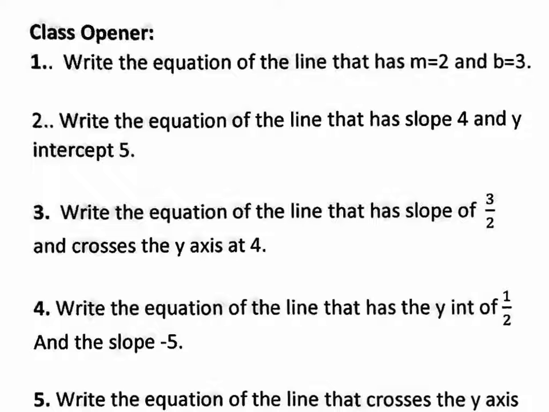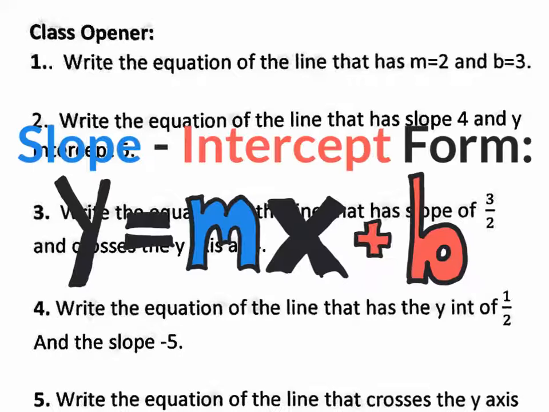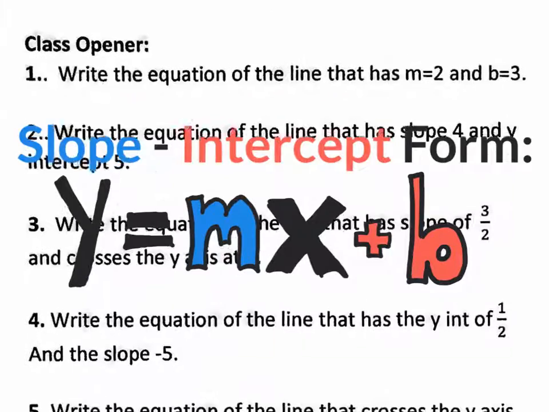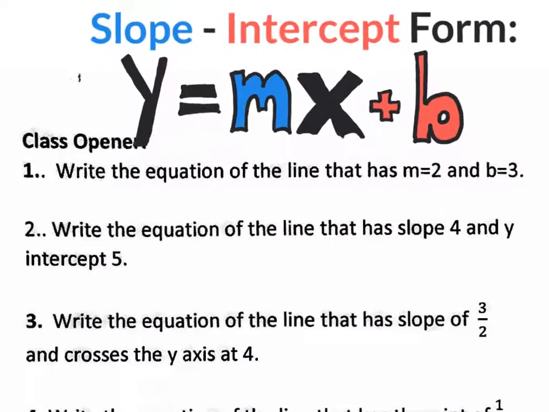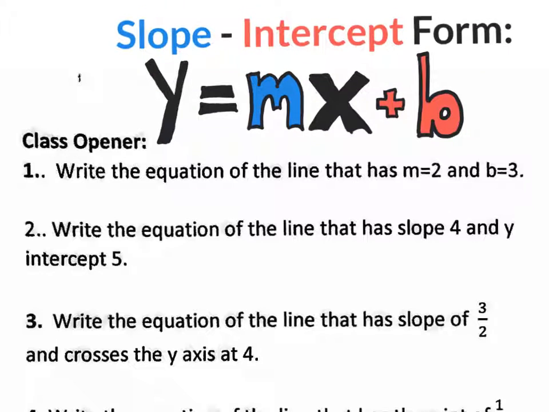Number 1 says, write the equation of the line that has m equals 2 and b equals 3. So if you know slope-intercept form, y equals mx plus b, then you should be able to write the equation in slope-intercept form. Our m value is given to us right here and our b value is given to us right here. So we could actually write it: y equals 2x plus 3 is the b value. Whoops, plus 3. So that's your equation in slope-intercept form.